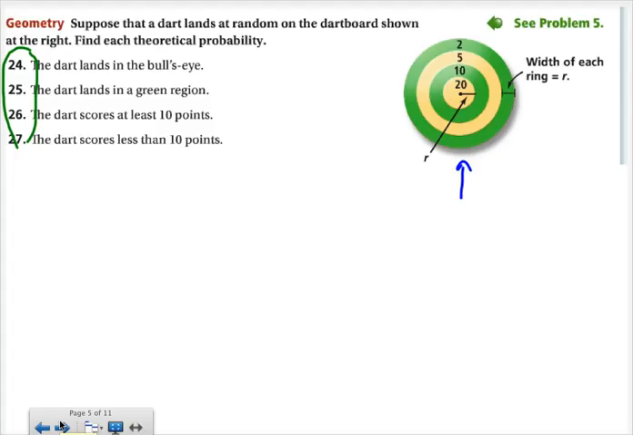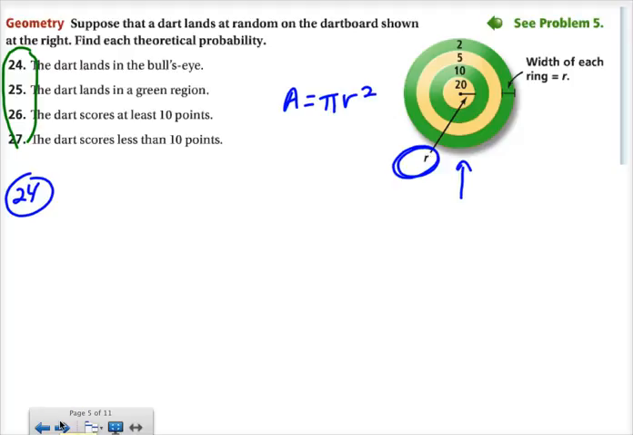You know, it has area, it has length and width. So for number 24, it says we want to find the probability that the dart lands in the bullseye. Well, everything we see up here is a circle, and we have to remember that the area of a circle is pi r squared. Now really, that's all we get with this one because they're not going to tell us what that radius is. They're just going to use r.